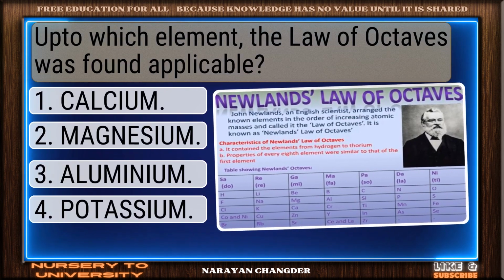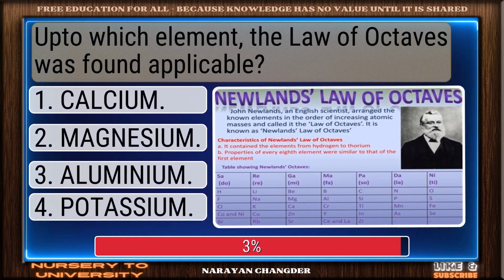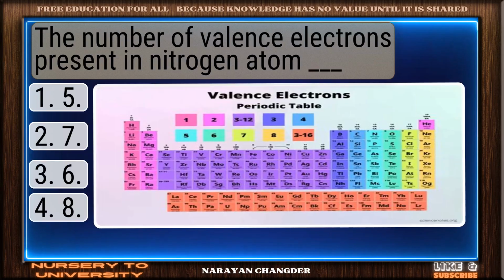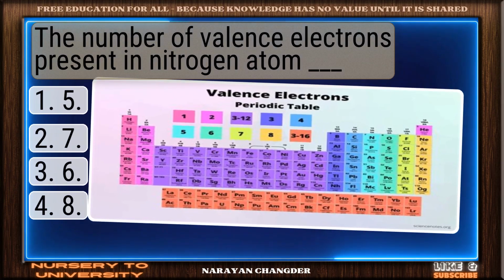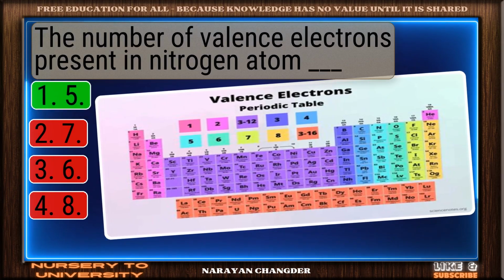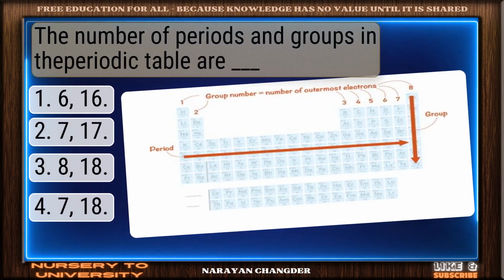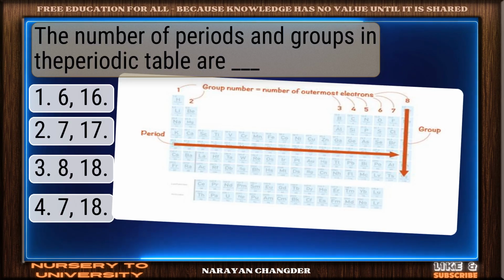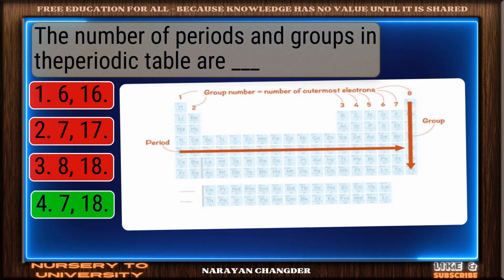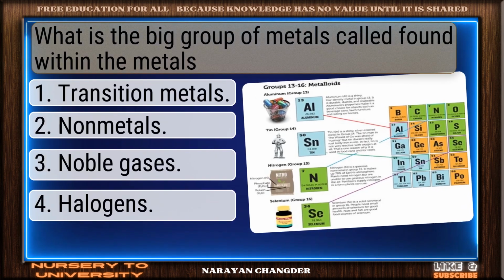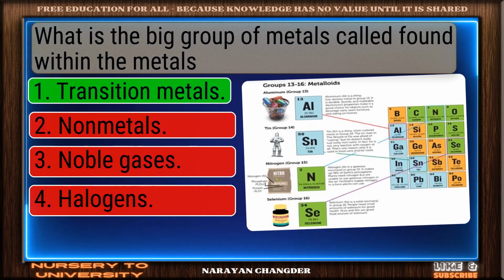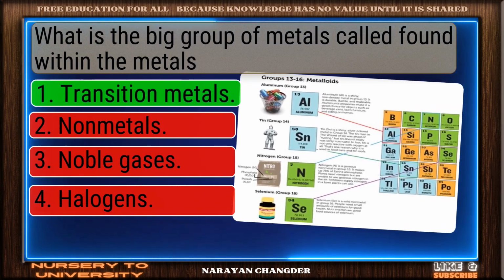Up to which element was the law of octaves found applicable? On track, calcium is correct. The number of valence electrons present in nitrogen atom dash. Valid point. 5 is true. The number of periods and groups in the periodic table are dash. Smart move. 7 and 18 is the accurate answer. What is the big group of metals called found within the metals? Nice work. Transition metals fits perfectly.